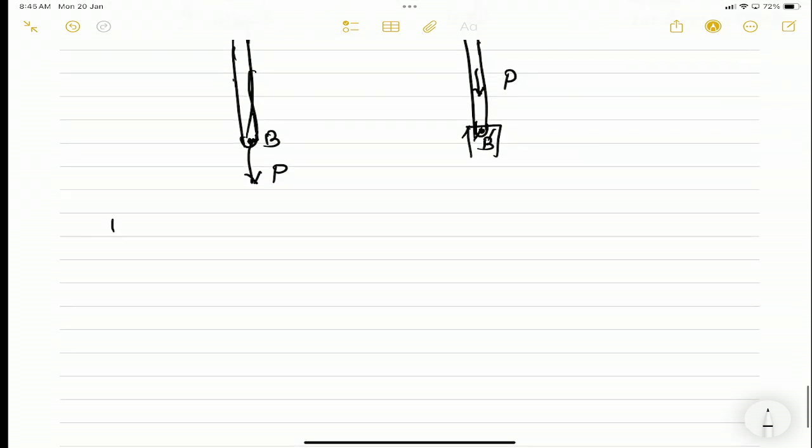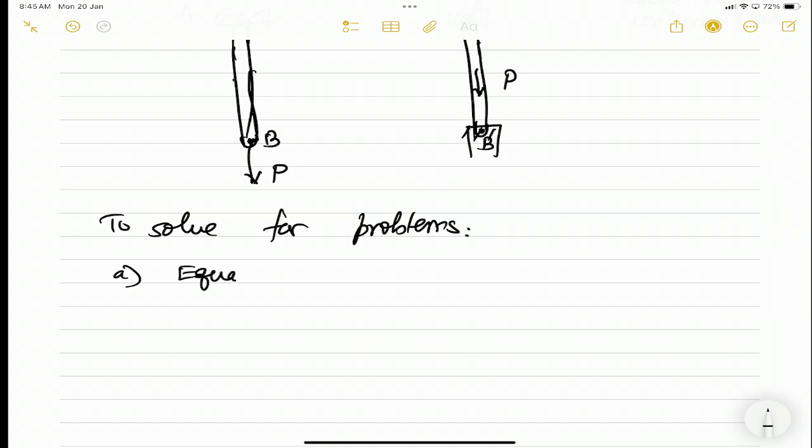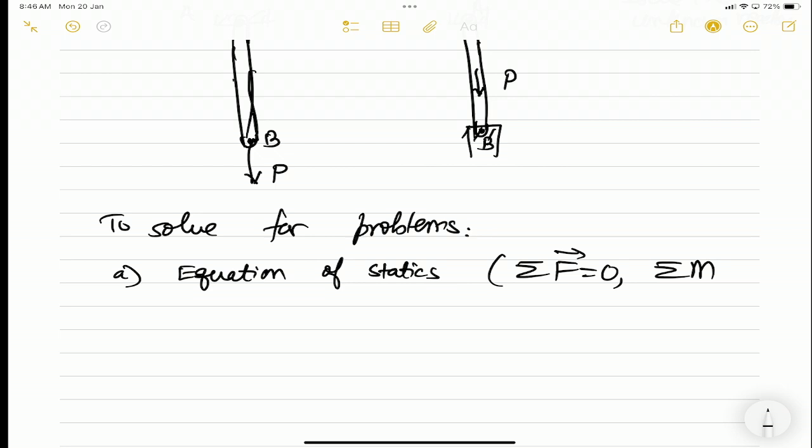So to solve for problems, and if the problem is statically determinate, then you will be able to get the deformation using the deformation relations. So to solve for problems, first we will use equation of statics, that is sum of forces is equal to 0, sum of moments about one point is equal to 0.